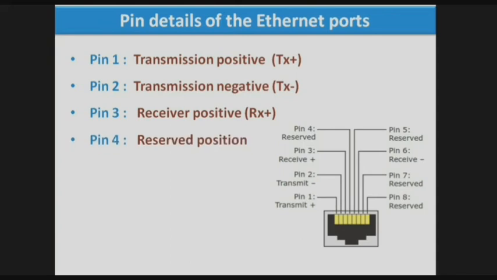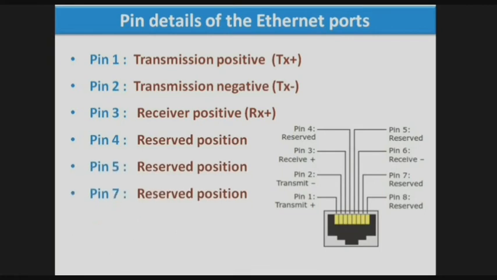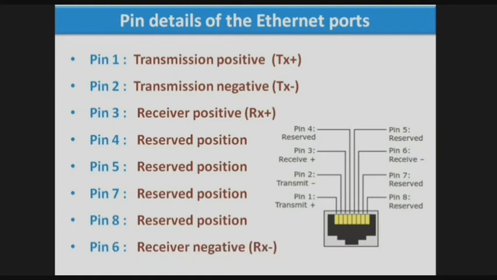Likewise, pin 4, pin 5, pin 7 and pin 8. These pins are used for reserved position. Reserved position means they are neither for transmission of data nor for receiving of data. They will be used for future purpose. And the last one is pin 8. It is called receiver negative. Receiver negative means it is also bidirectional, and it is ready to receive the data at both ends.